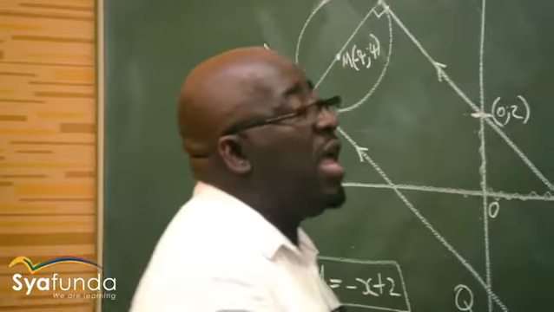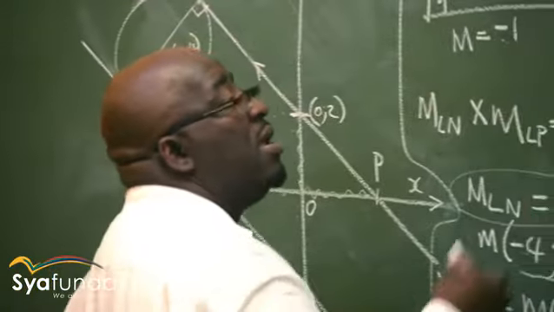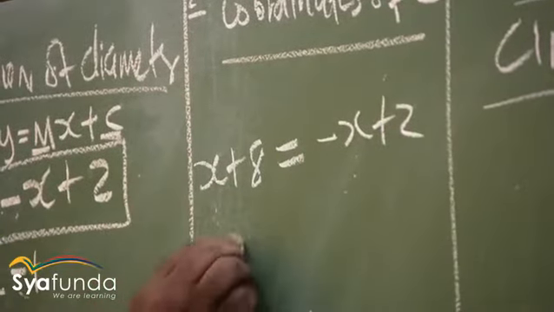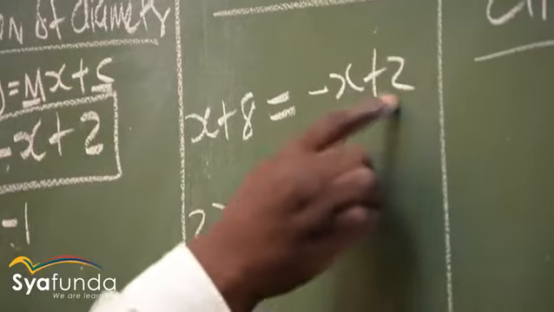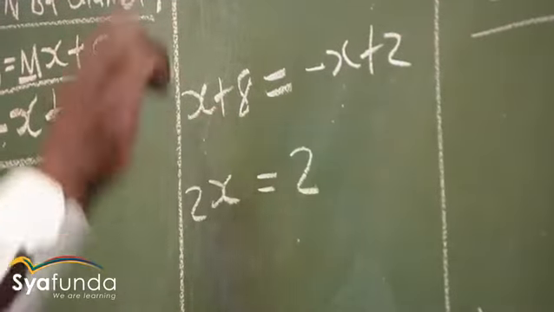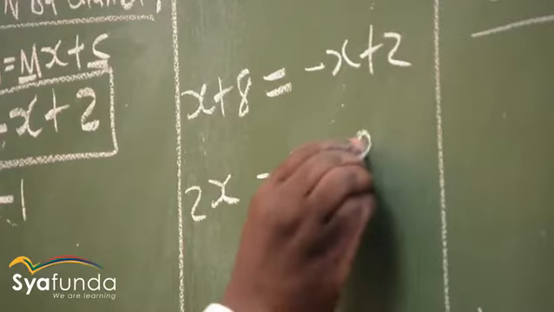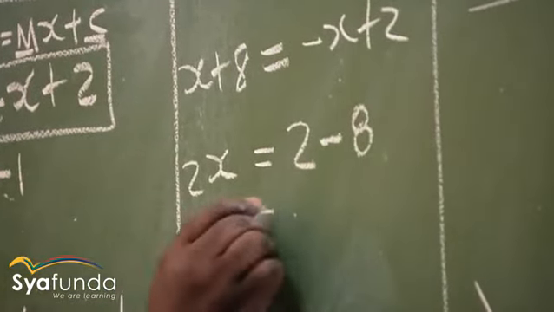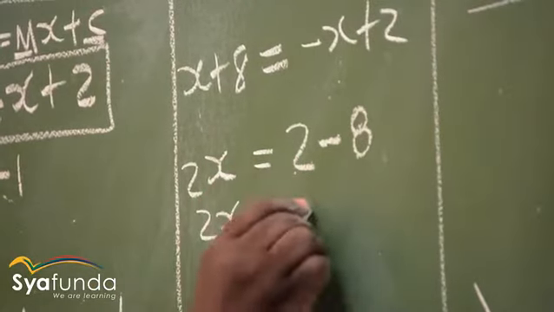Let's solve for x here. We're going to find the value of x. Take this x to this side, it will become positive 2x is equal to, remember we already have 2 on this side, take this 8 to this side, it will be minus 8. What do we have now? We've got 2x is equal to minus 6.